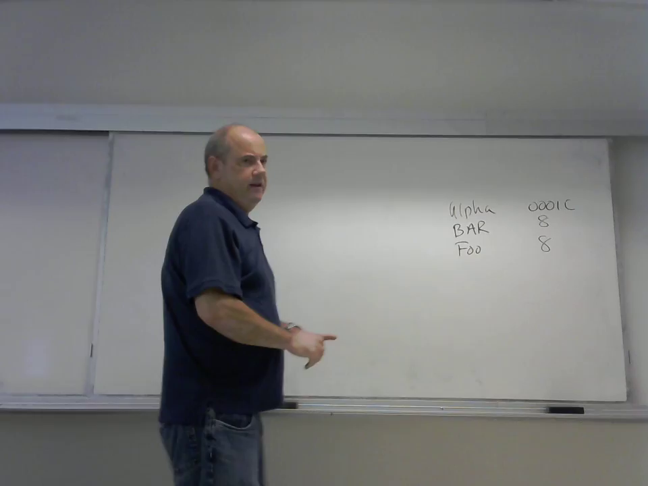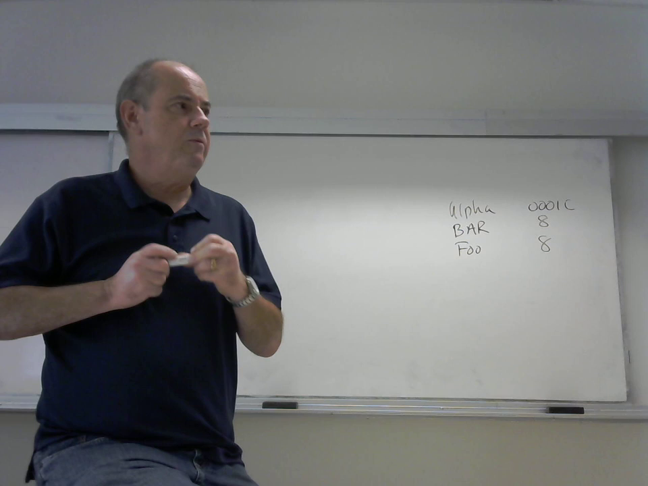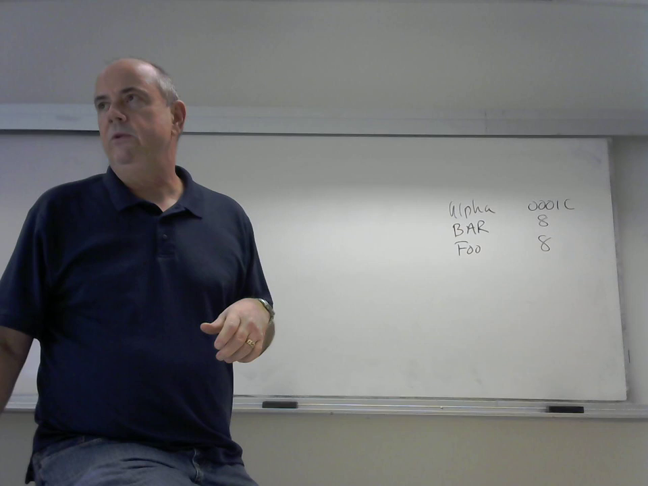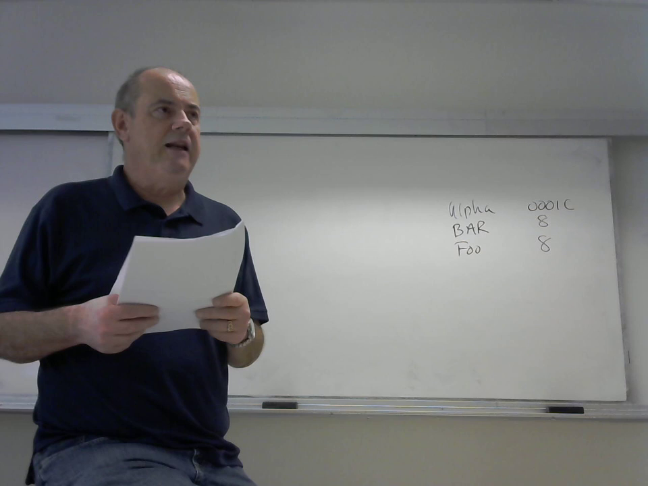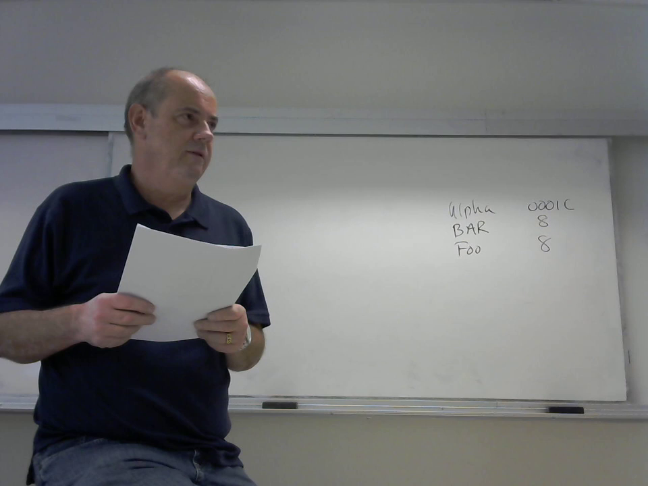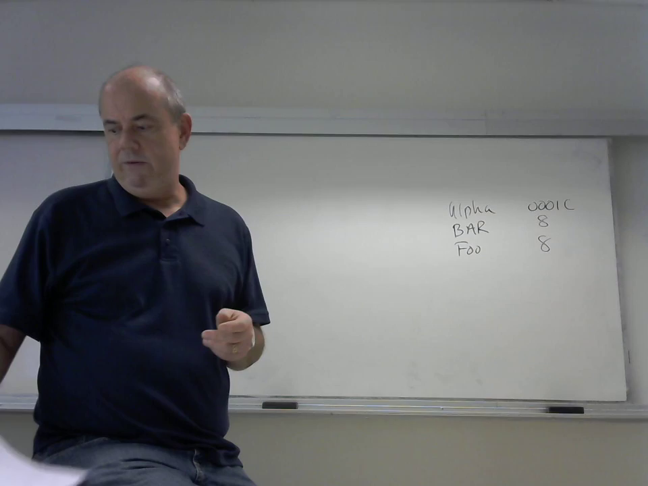So this is the idea of a symbol table and user-defined symbols. These are always labels that the user has written somewhere in the program. Those are user-defined symbols. Okay. Assembler directives do not generate any object code. Not true. Some of them do.